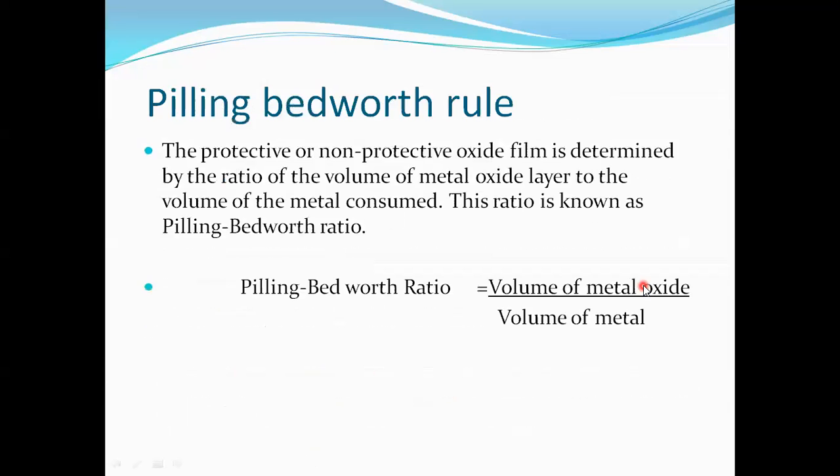Right. In our previous class, we discussed the Pilling-Bedworth ratio. I will tell you what the Pilling-Bedworth ratio is. The Pilling-Bedworth ratio is the ratio of the volume of metal oxide to the volume of metal consumed. In the previous class, we discussed that the ratio can be greater than 1, less than 1, or equal to 1.